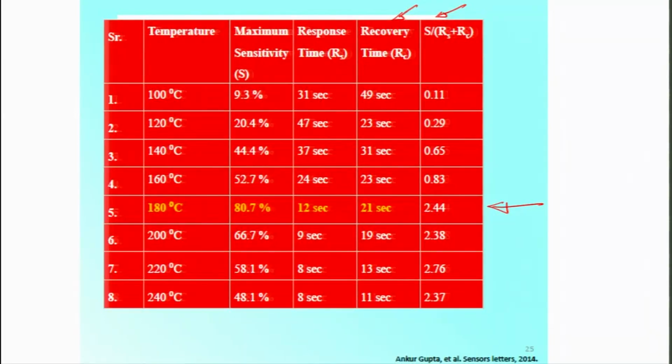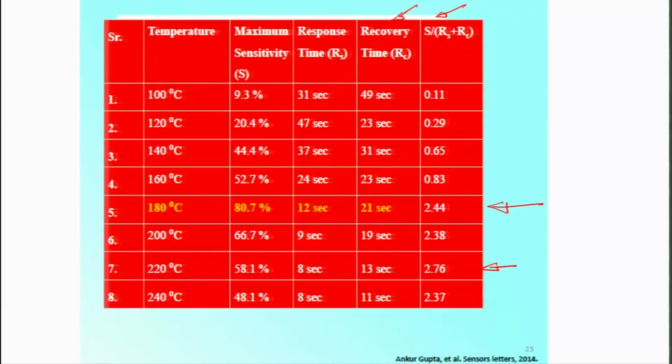180 degrees Celsius, where the time scales are relatively limited. It gives a 12-second response time and a 21-second recovery time, and the sensitivity per unit, the total time that is needed for a single cycle, is also reasonably high, not as high as what you can see in 220, but again in terms of operability, 180 degrees Celsius is a much better temperature to attain than 220 degrees Celsius. A lot more power will be needed at 220 degrees Celsius, and for maintaining it at that particular value.